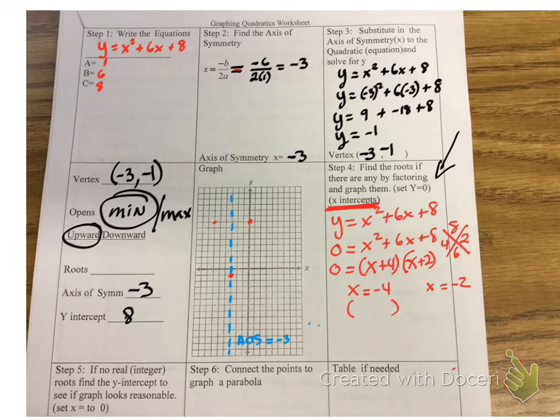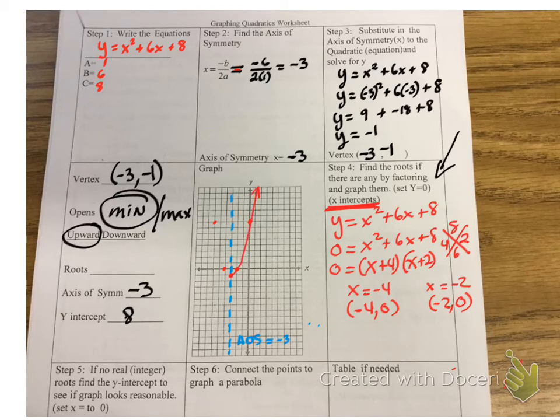What is the ordered pair here? No, it is not negative 4, negative 2. It's negative 4, 0, and the other one is negative 2, 0. So those are 2 more points. When you factor, negative 4, 0, 1, 2, 3, 4, boom, there's 1. Here's 1. And now we draw it and label it.